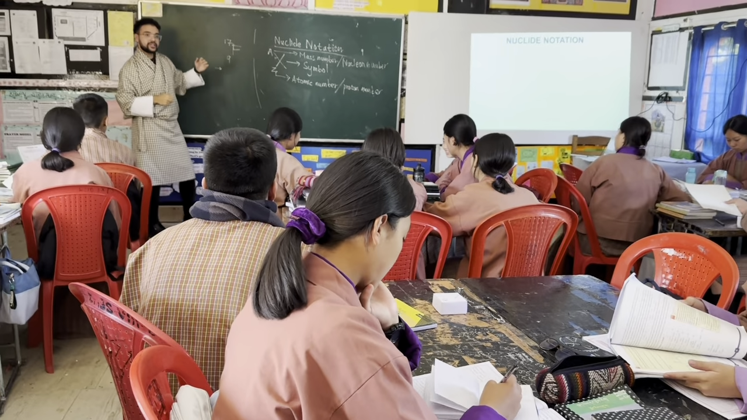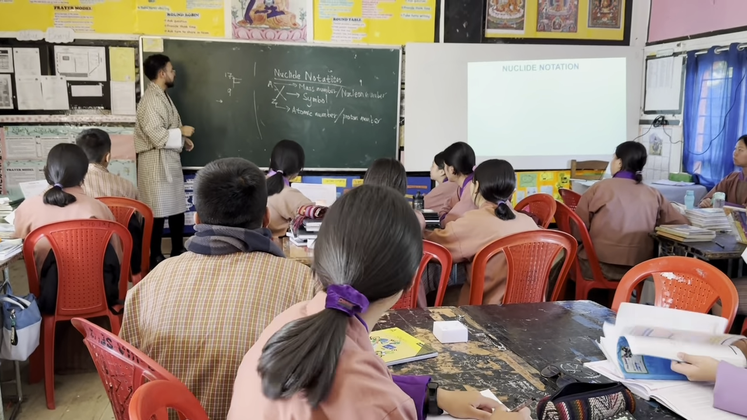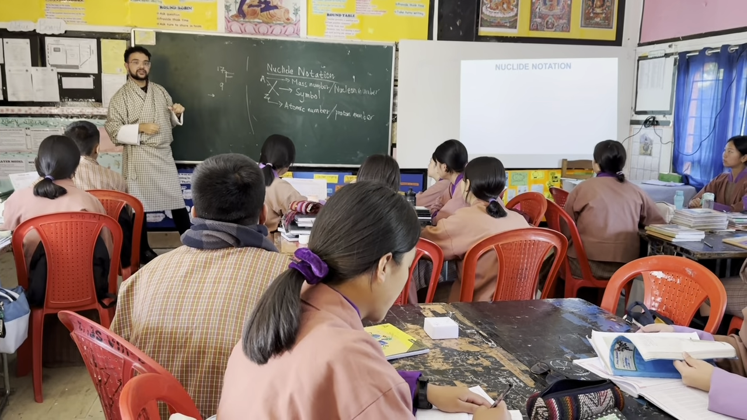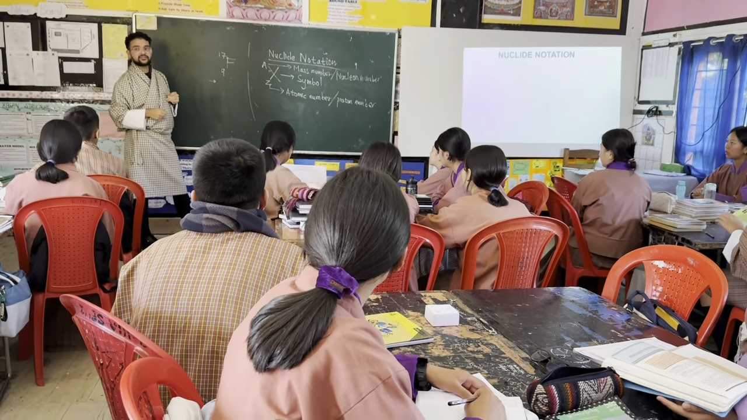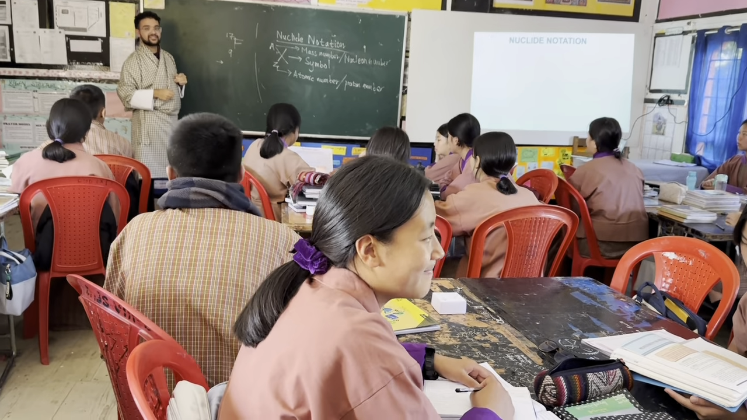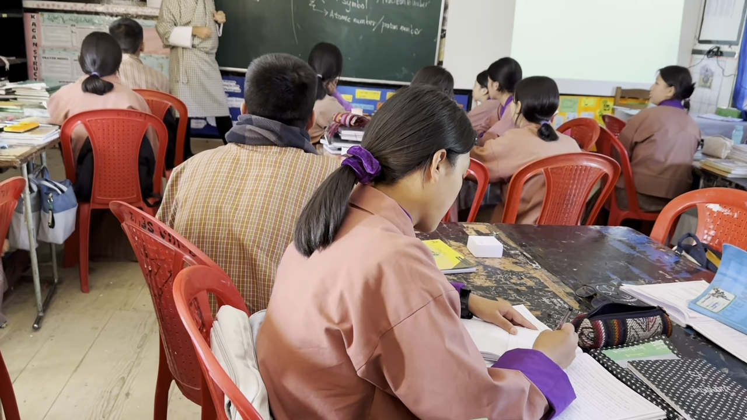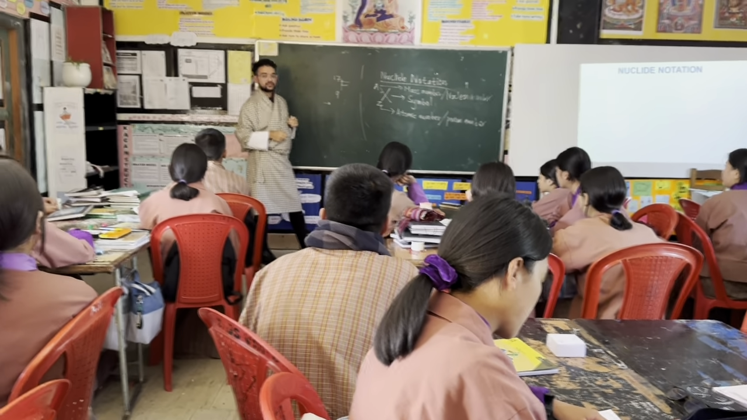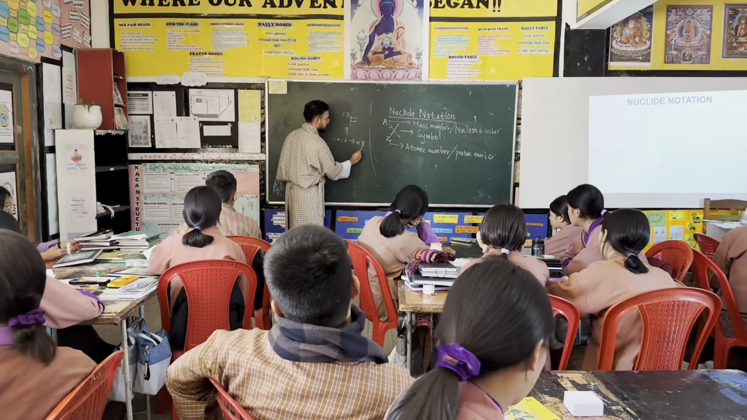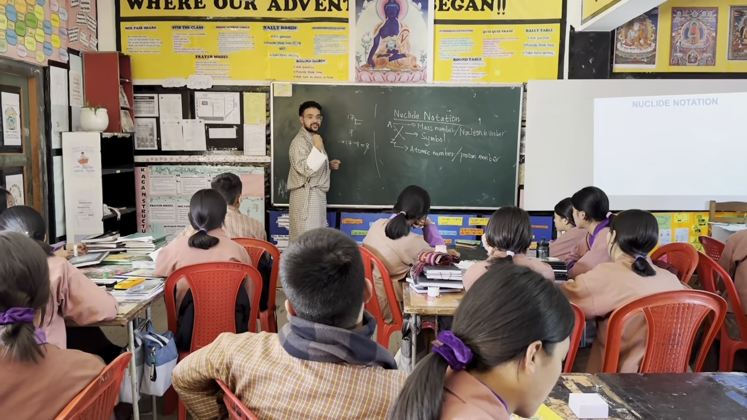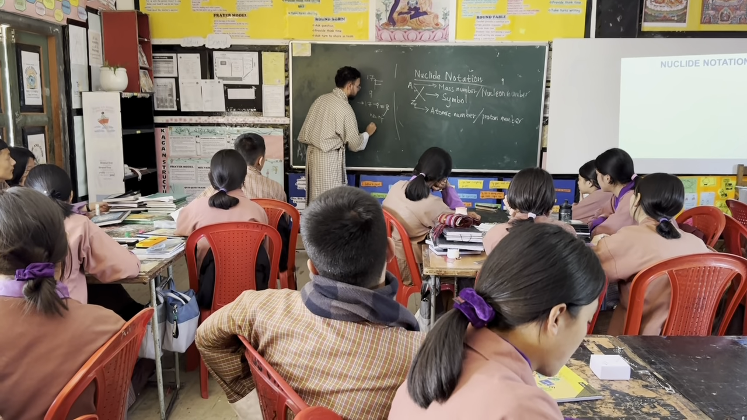Okay, and if I ask you what is the proton number? 9. What is the nucleon number? 17. What is the number of neutrons? 9. 8. Why 8? 17 minus 9. So 17 minus 9 will give you the 8. 8 is the number. So what is that number? Neutron. Number of neutrons. Okay.